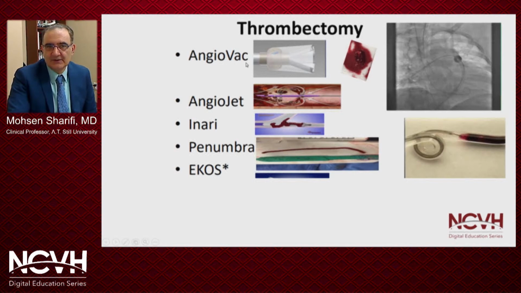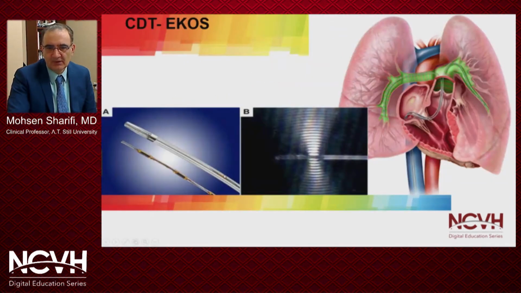Catheter-based interventions include AngioVac, AngioJet, the Inari device, which is a suction system without necessarily administering thrombolysis. So this may be of use in select cases, the Penumbra and the EKOS system. We have more information about the EKOS system, and it has been numerously reported. It is catheter-facilitated thrombolysis by ultrasound. The catheter is placed in the pulmonary arteries, and thrombolytic therapy is given at low dose.